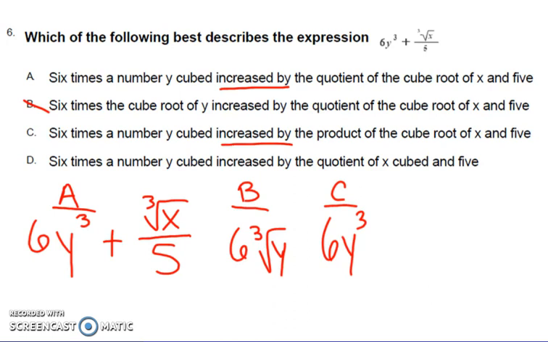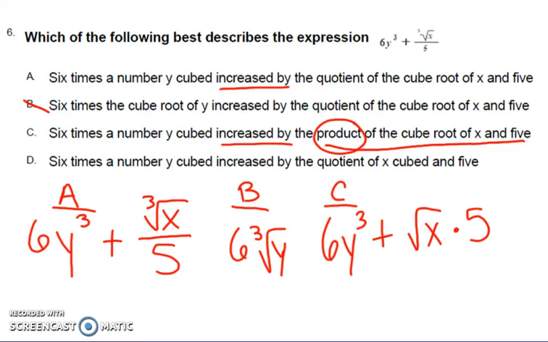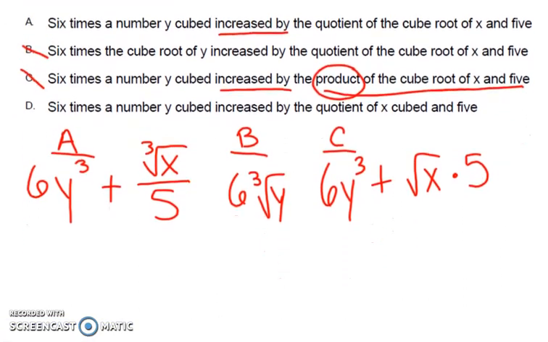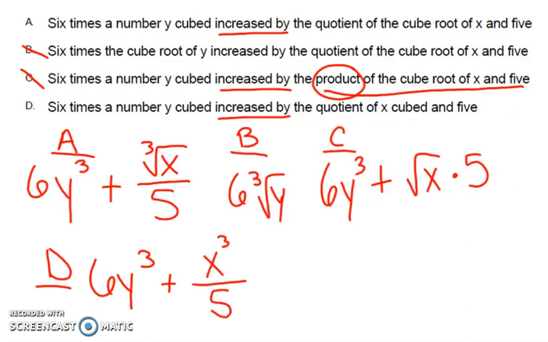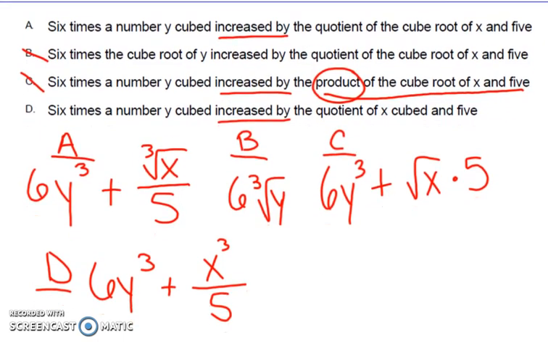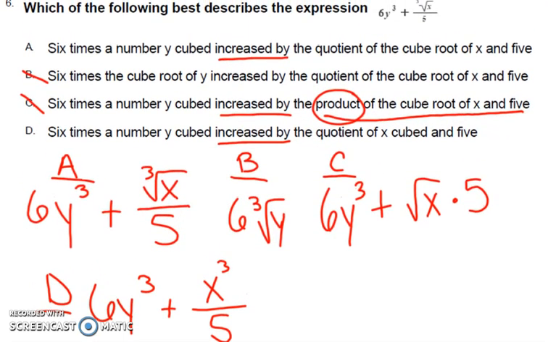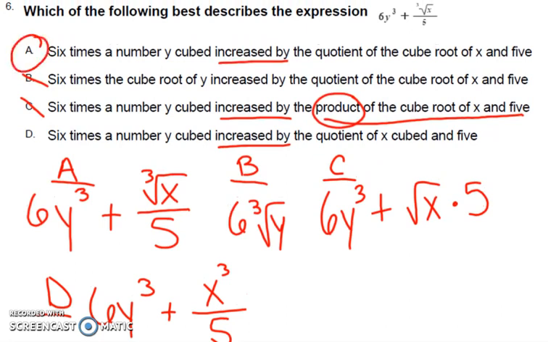Increase by, we're not changing the order, so plus. The product of the cube root of x and 5. Product means we're multiplying, so I have the cube root of x times 5. Well, that doesn't match what's at the top because we need division in there. My last answer choice, if I look at D, 6 times the number y cubed, increased by, again, we're not flipping it. Now it says the quotient of x cubed. Cubed is to the 3rd power, and 5. Well, if I look back at my original answer, I wanted the cube root. So the correct answer for number 6 is letter A.